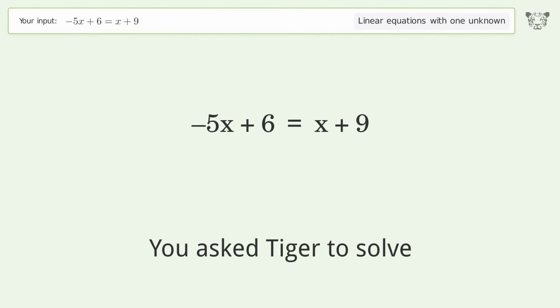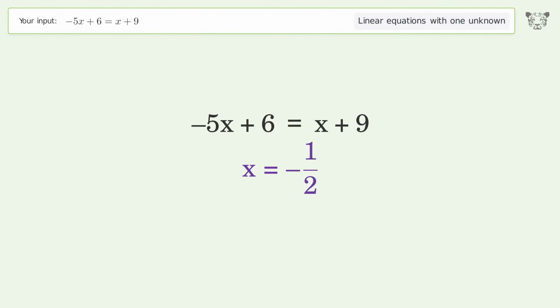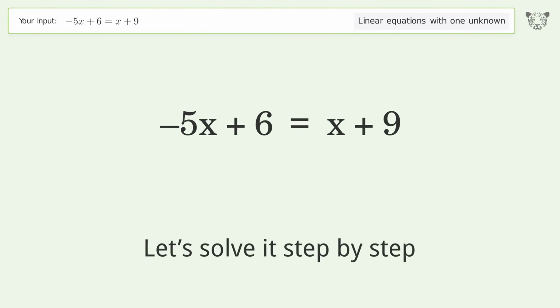You ask Tiger to solve this, which deals with linear equations with one unknown. The final result is x equals -1/2. Let's solve it step by step.